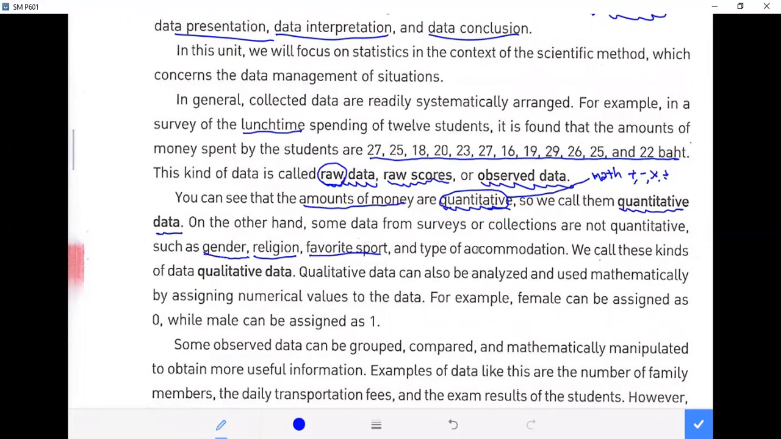Like types of accommodation. This one is like houses, condominiums, somewhere you sleep, somewhere you stay with your mom, your dad. So no math operation. Anything that we cannot do math operations with like this, we call qualitative. It has just the quality but no numbers, no quantity. I wish that you get it now, right?